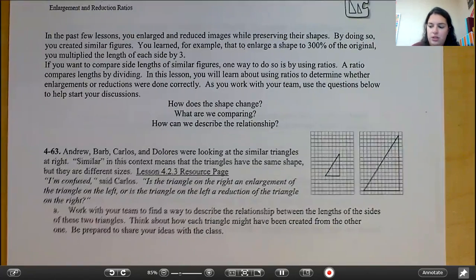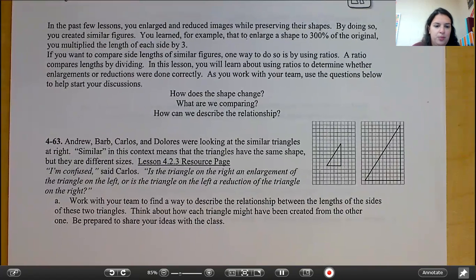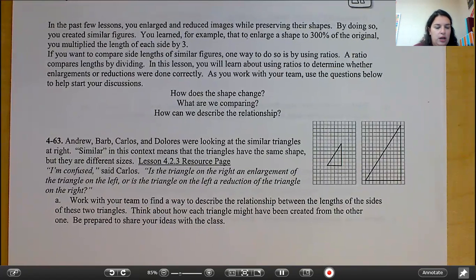If we're looking at problem 463 to start, it says Andrew, Barb, Carlos, and Dolores were looking at the similar triangles at right. Similar in this context means that the triangles have the same shape, but they are different sizes. "I'm confused," said Carlos. "Is the triangle on the right an enlargement of the triangle on the left, or is the triangle on the left a reduction of the triangle on the right?" Part A. Work with your team to find a way to describe the relationship between the lengths of the sides of these two triangles. Think about how each triangle might have been created from the other one. Be prepared to share your ideas with the class. Go ahead and pause your video and answer question A.